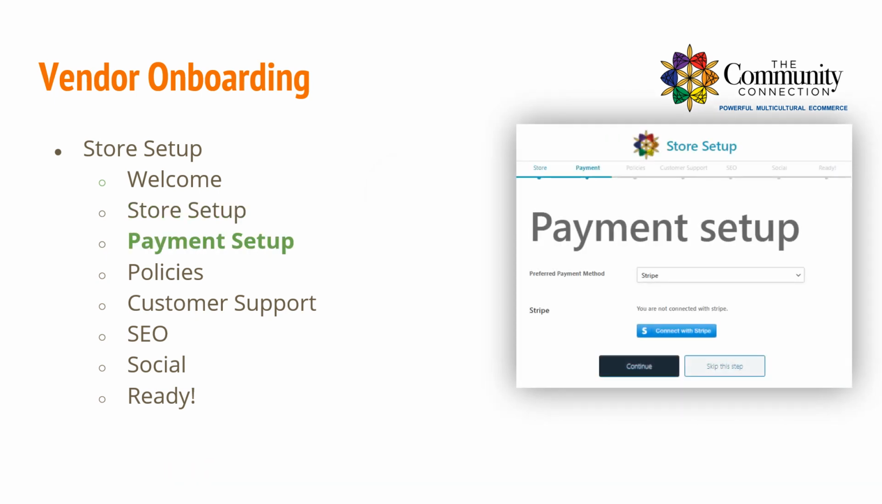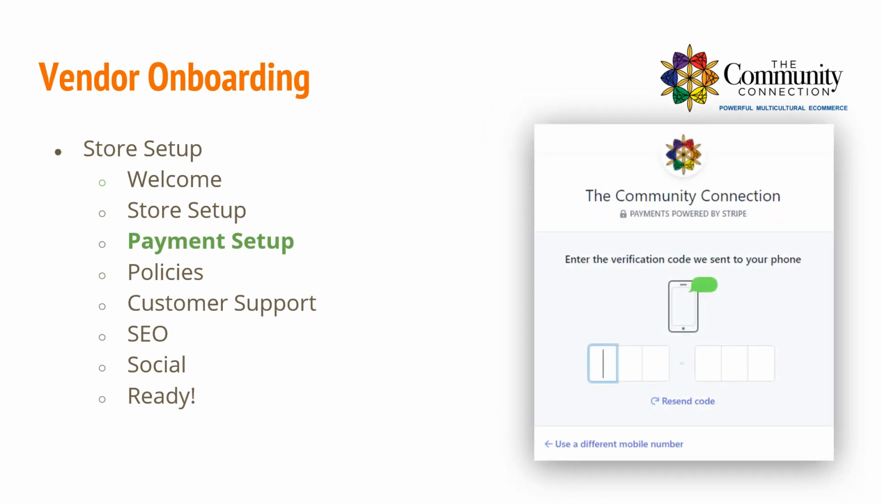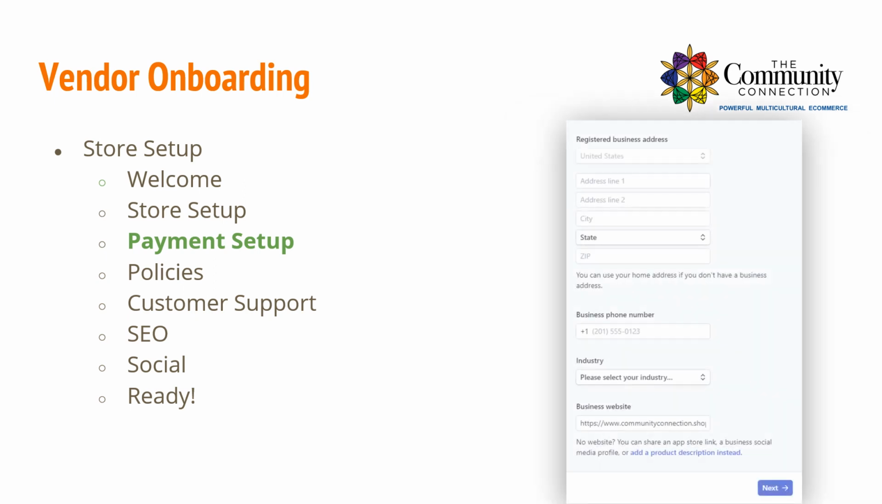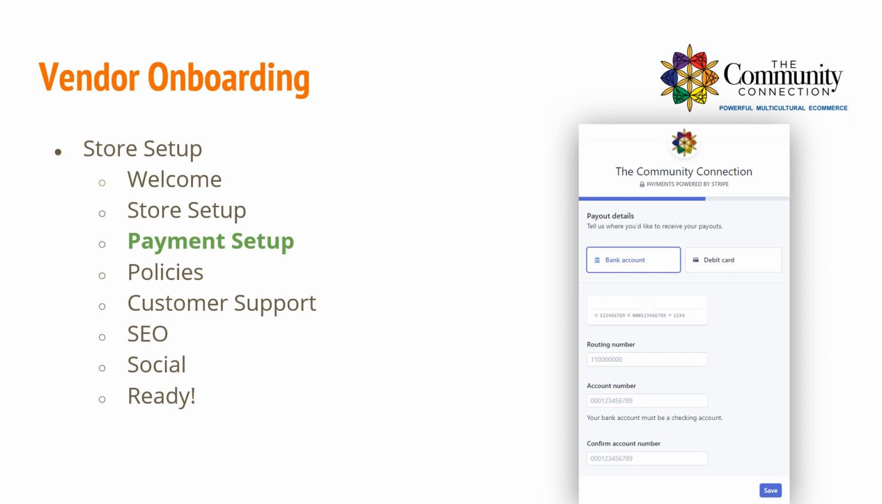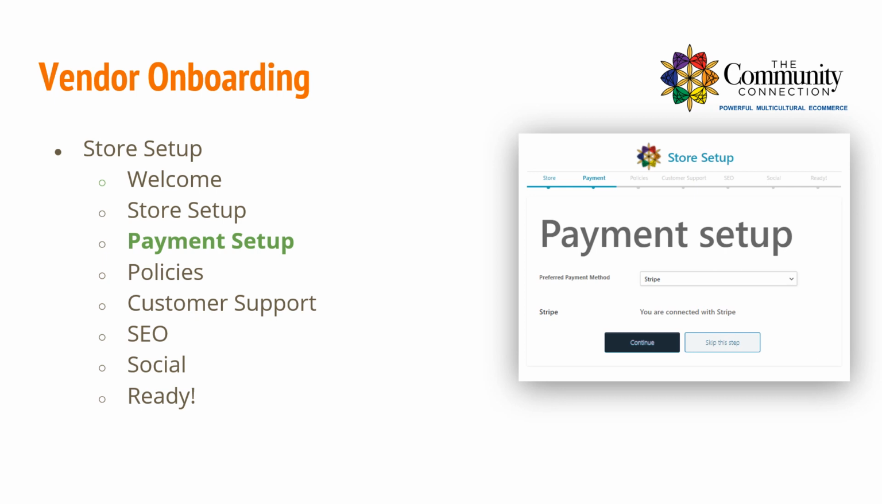Now click Connect with Stripe to receive daily deposits into your bank account. Enter your information, then enter the verification code sent to your phone. Now, enter your business details. The business website is pre-populated with your e-commerce store link. Feel free to change this if you like. Next, enter your business representative information. Enter your payout details. You can choose to have payments sent to your bank account or debit card. Review your details, click Submit, and your payment setup is complete.